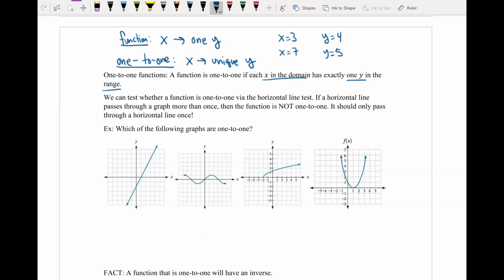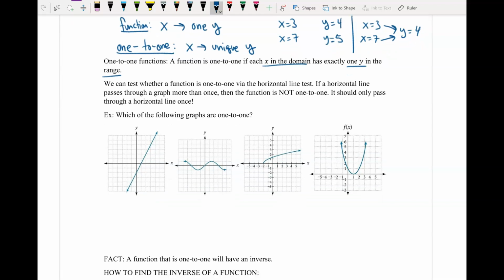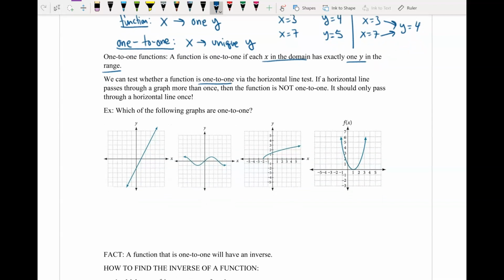Whereas with a function, every x has one y. But for a function, for example, x equals 3 and x equals 7 can still have the same y value, and it'll still be a function. Okay? So to test whether a function is one-to-one, we use a different type of test. We use the horizontal line test. If a horizontal line passes through the graph more than once, then the function is not one-to-one. So it should only pass one time.